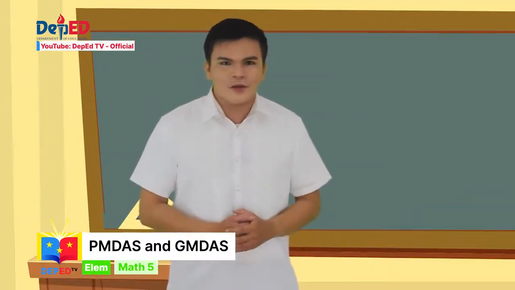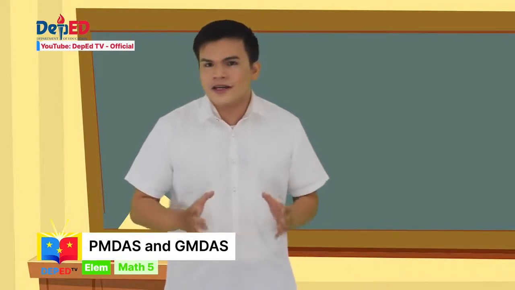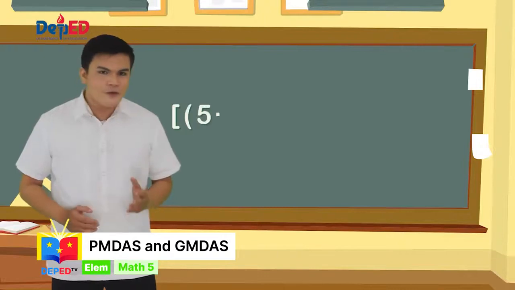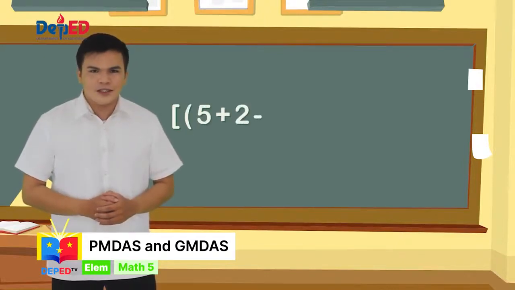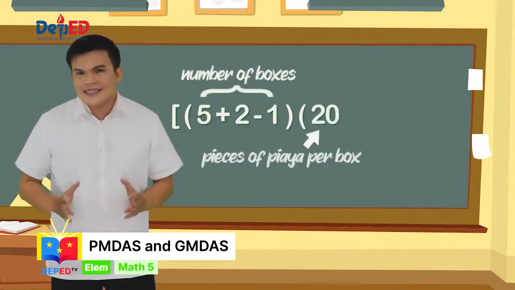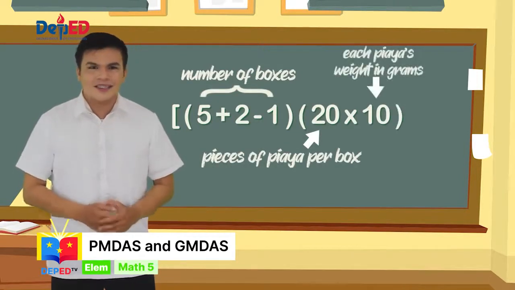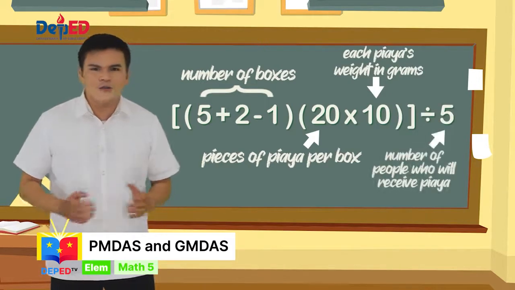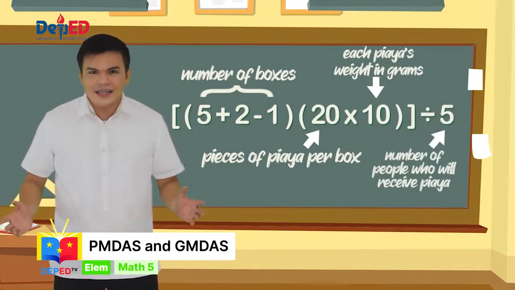Therefore, we can express the given situation numerically this way. [(5 + 2 - 1)(20 × 10)] divided by 5. To help you solve this one, I'll bring you back to Super Driller.